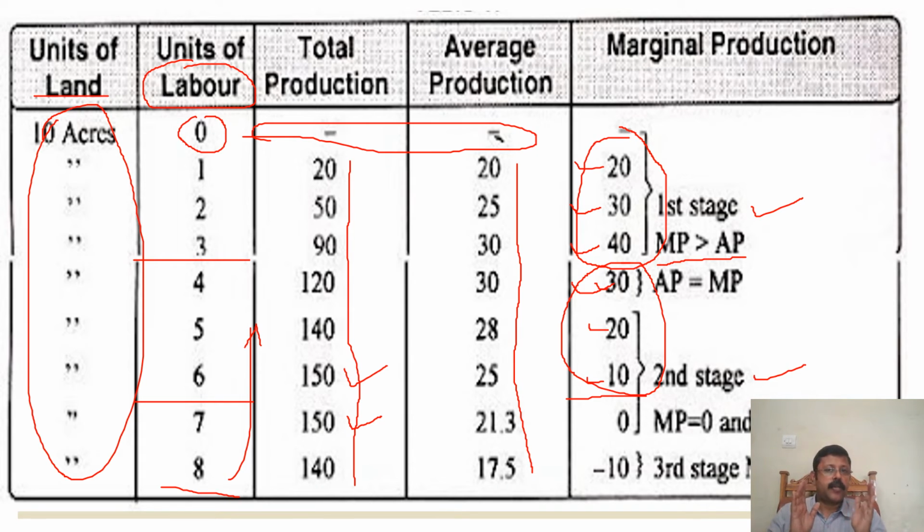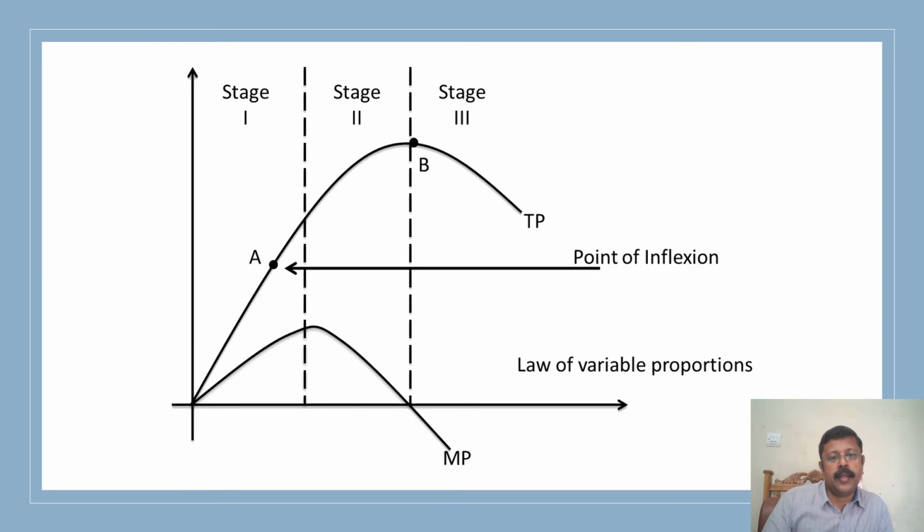Law of variable proportion is only for the short period. You should remember that, because only one variable is being changed. All the other variables remain the same. Therefore, that's called short run, and that's called the law of variable proportions. That is shown in a graph like this.